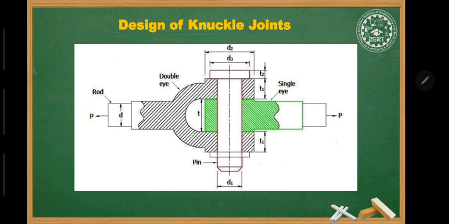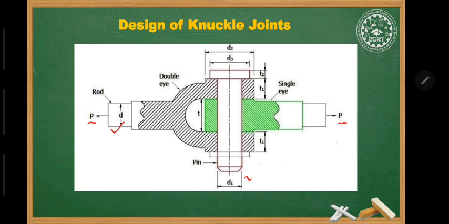So this is the geometric figure for the knuckle joint. This is the section of the knuckle joint. In this section, this is our external load P, equal and opposite tensile load. Here small d is nothing but the diameter of the rod.